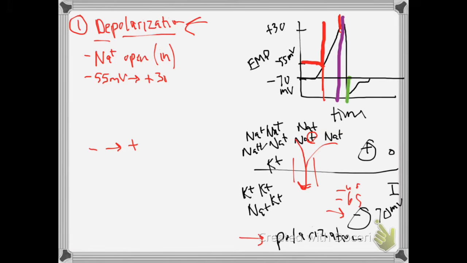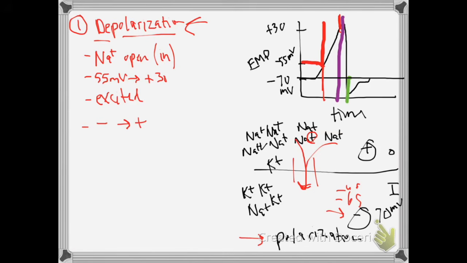Okay, so sodium channels are open. We can say that the cell is getting excited. Moving from negative to these positive values. Okay, now we're at +30, and we can see we move back down towards -70 for membrane potential.